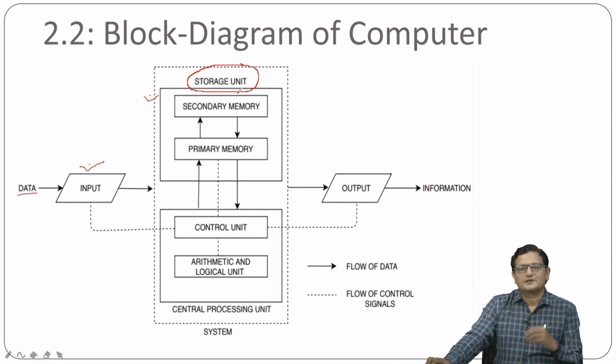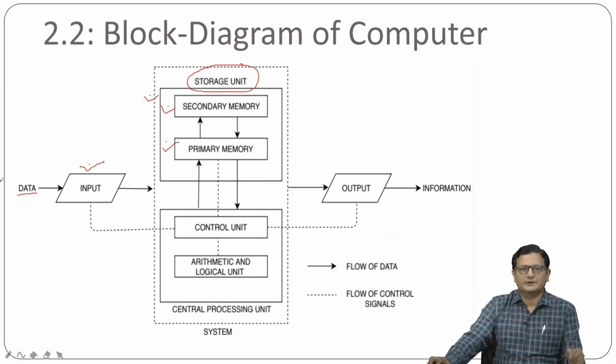The storage unit of the computer is made from different types of memories. How many types of memories are there in the storage unit? Mainly there are two types. The first is called primary memory, and the second is secondary memory. What is primary memory, and what is secondary memory? We are just coming to this point, and we will discuss it in great detail. But the thing is, there are two types of memories: primary memory as well as secondary memory. This is what provides storage.